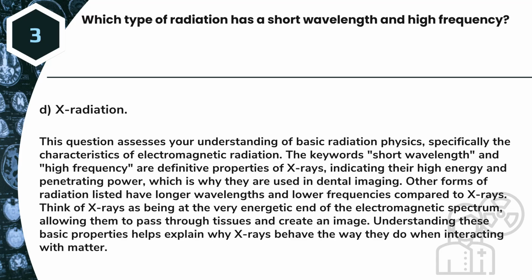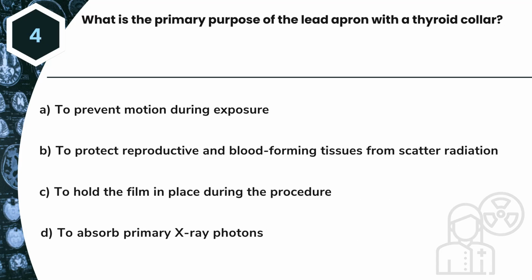Question 4. What is the primary purpose of the lead apron with a thyroid collar? A. To prevent motion during exposure. B. To protect reproductive and blood-forming tissues from scatter radiation. C. To hold the film in place during the procedure. D. To absorb primary X-ray photons.